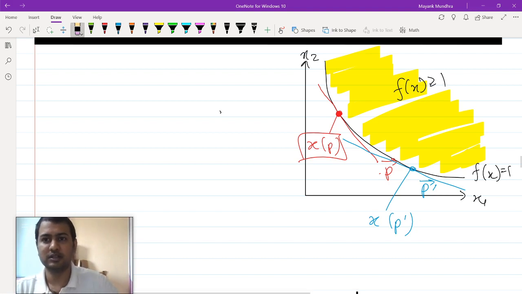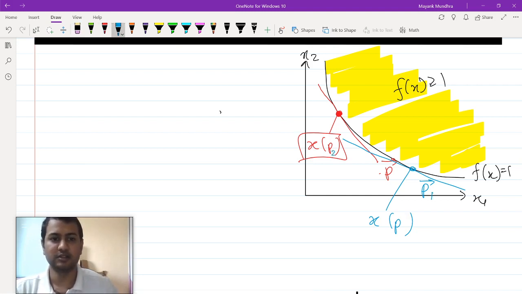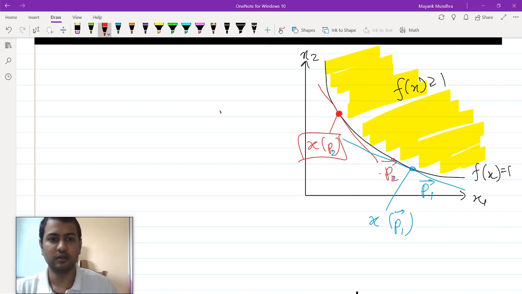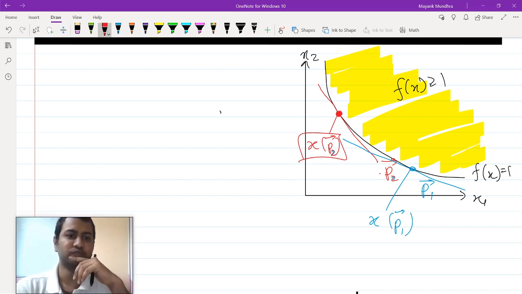So let me call this red bundle, and let's call these the p1 vector and p2 vector. Let's proceed from here now that we understand what this is. So these are two vectors, not p1 and p2 as scalars. The p1 vector is (p11, p12) and the p2 vector is (p21, p22). So each vector has prices of both goods x1 and x2.